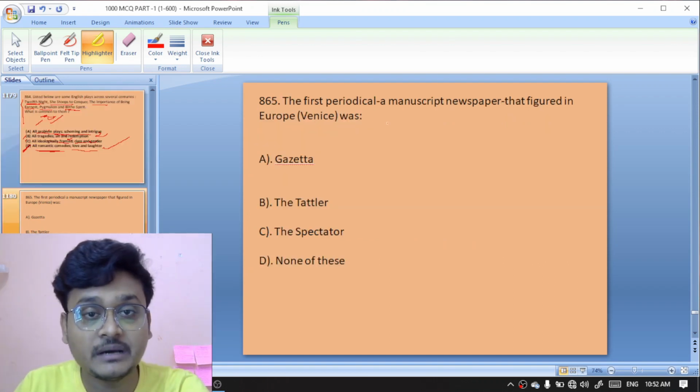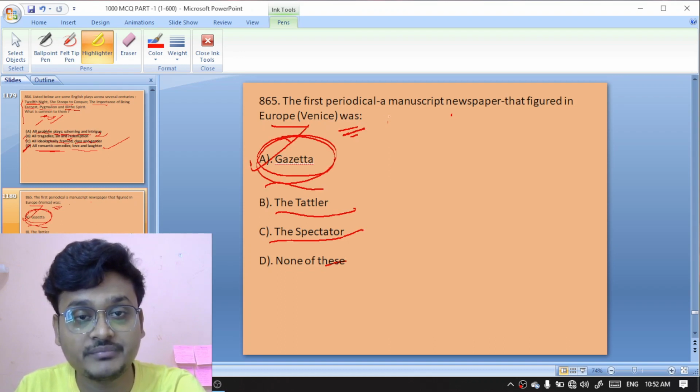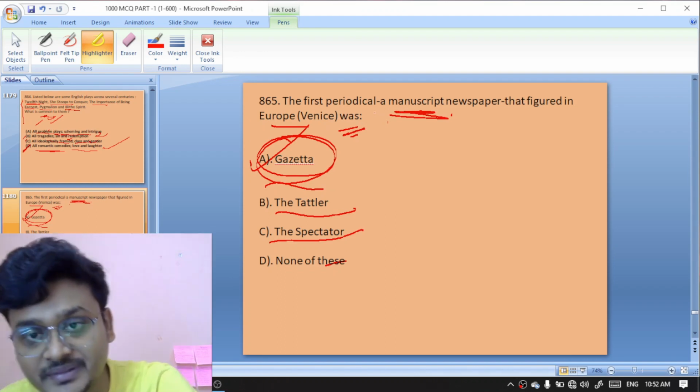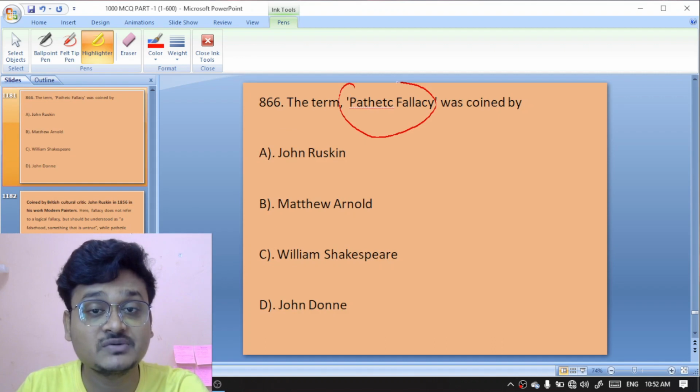The first periodical, a manuscript newspaper that figured in Europe or Venice: Watch, Gazeta, the Tatler, the Spectator, or none of these. So it was Gazeta. It was the first periodical, a manuscript newspaper that figured in Europe. It was Gazeta.